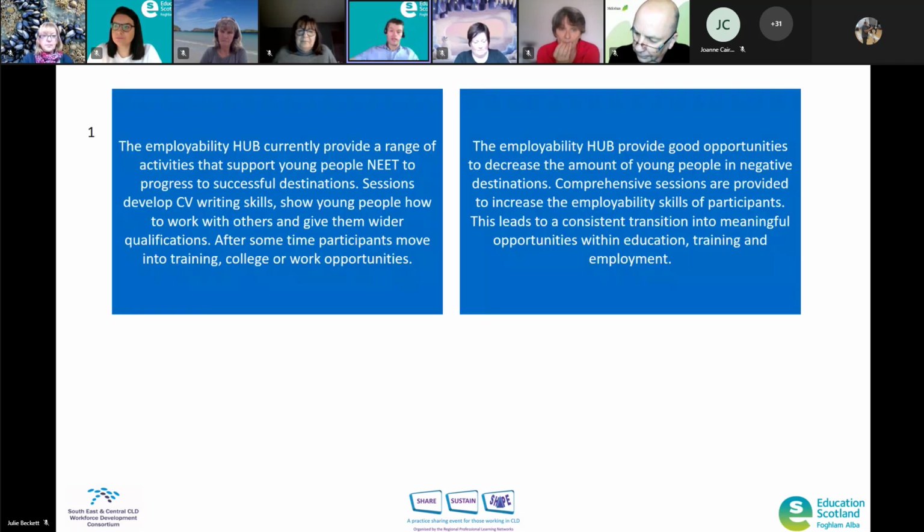What we're going to do now is show you how an HMIE inspector would translate that. So one of our colleagues that works in Education Scotland, she translated these statements into more evaluative statements.